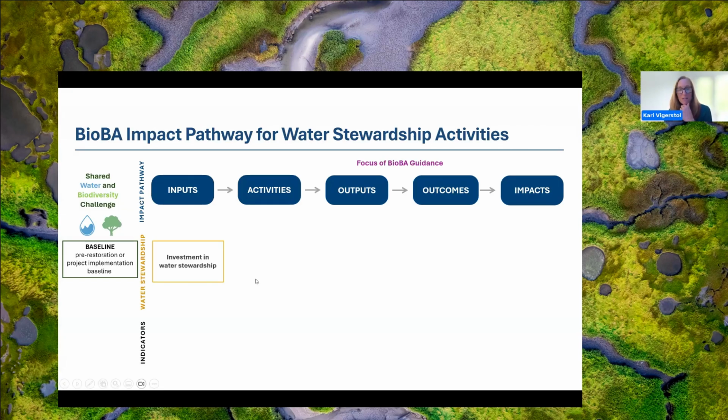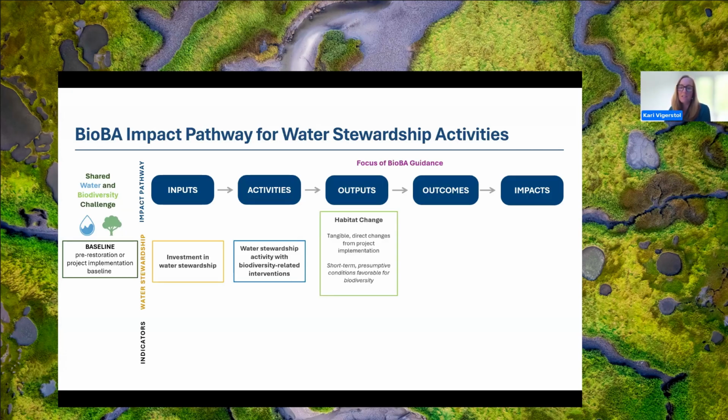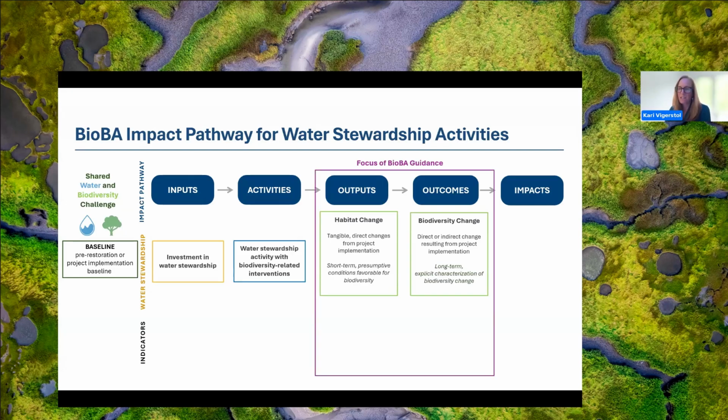And then there's an investment in water stewardship, and that investment is used to support water stewardship activities with biodiversity related interventions. And this produces outputs, which could be habitat change, really short-term presumptive conditions. And this can lead to outcomes, which is biodiversity change. And then finally, a longer term impact to environmental, social, economic value creation.